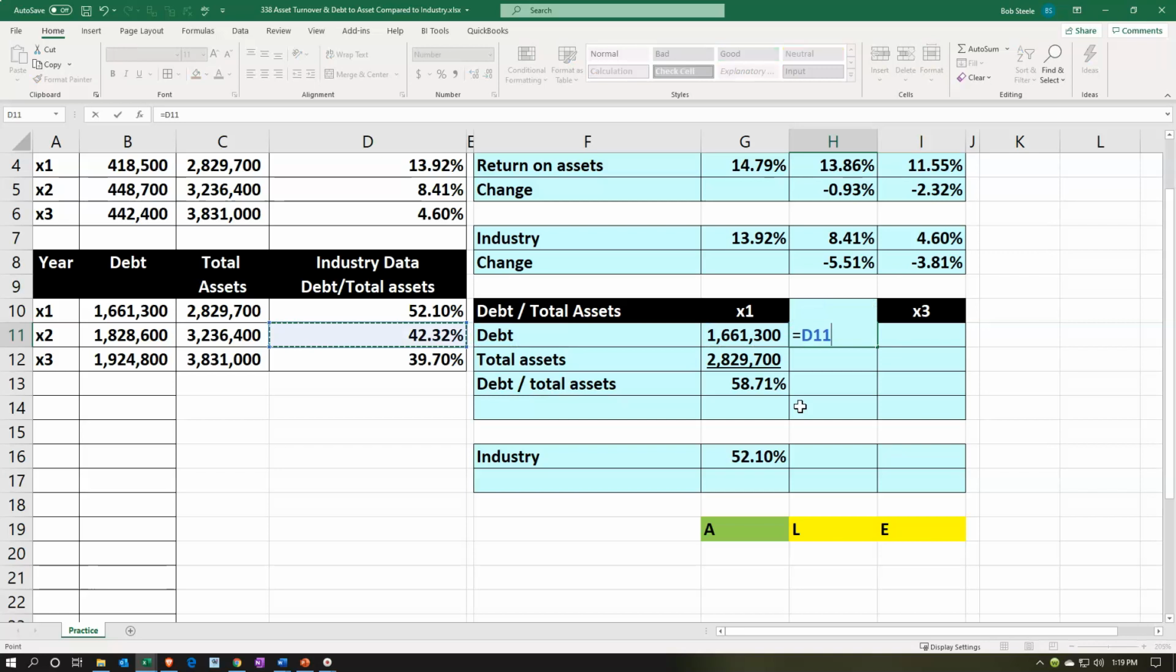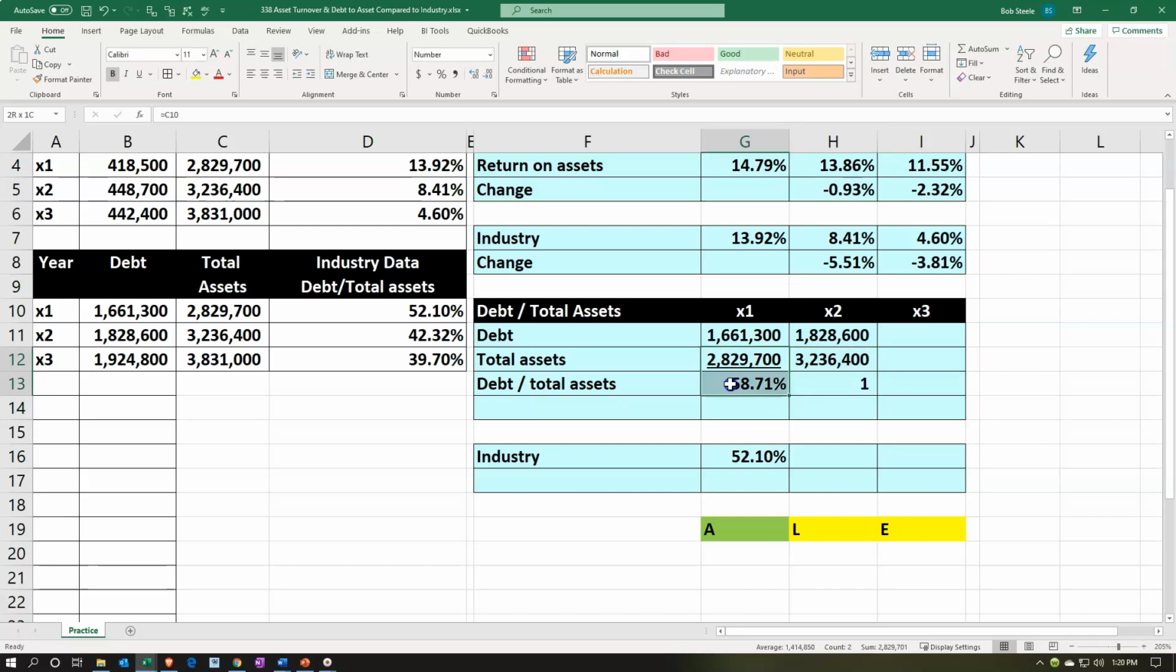Okay, year 2, we've got the debt. We're going to compare that to the total assets, dividing this out, debt divided by total assets. I'm going to use the format painter now, selecting these two. Home tab, clipboard, format painter. Selecting these two. And now we see a trend.